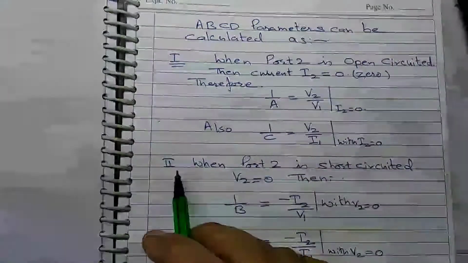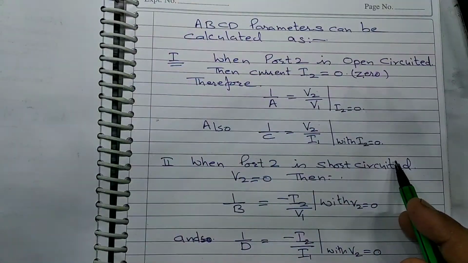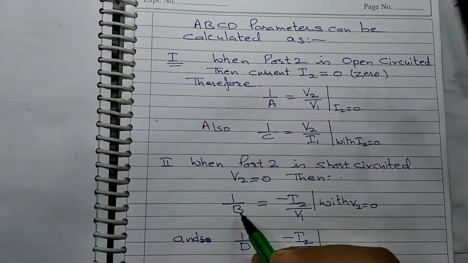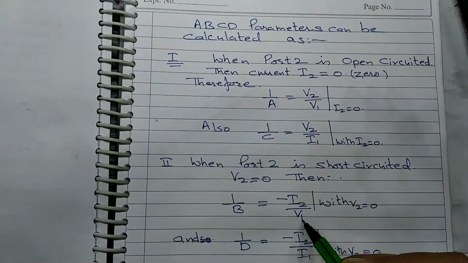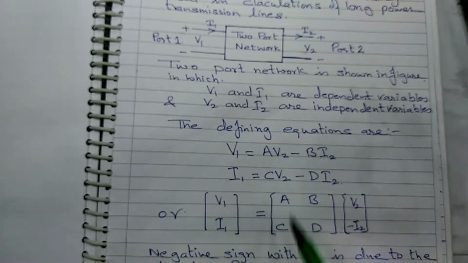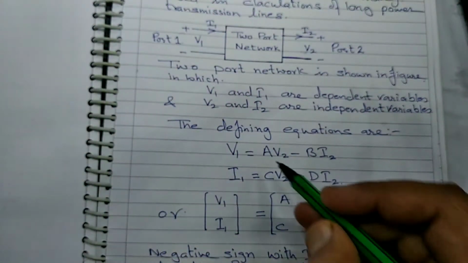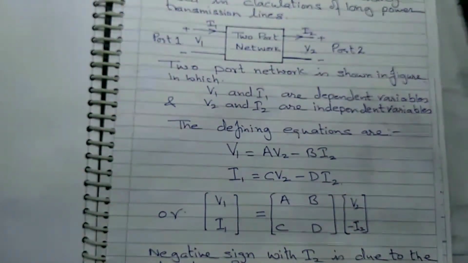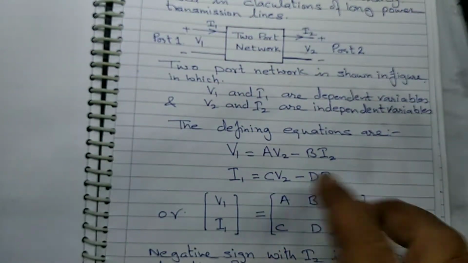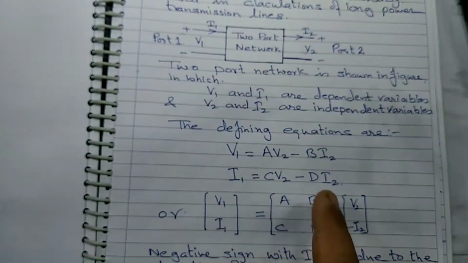Now second, when port 2 is short circuited, that means V2, the output voltage, is 0. Then 1 upon B is equal to minus I2 upon V1 with V2 equal to 0. Now here, in these equations, put V2 equal to 0. That means the A and C terms will become 0. So multiplying this into this, V1 is equal to 0 plus minus I2 B.